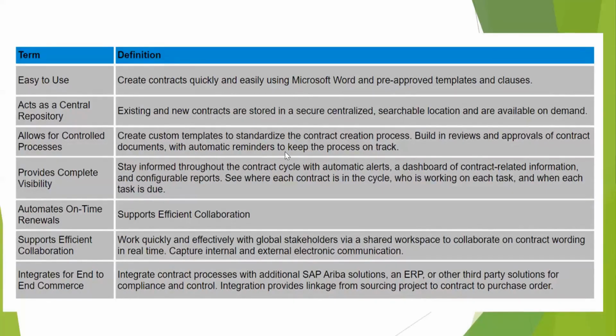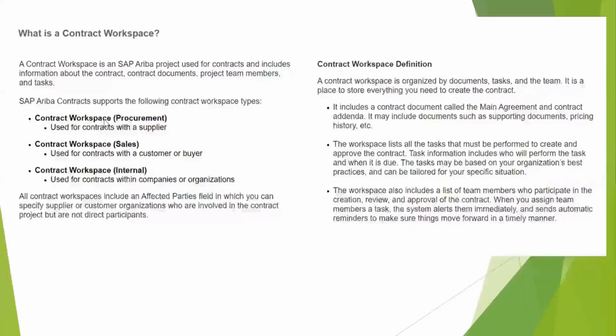So what are all the document types we have in content workspaces? There are 3 types of content workspaces. One is procurement contract, where we negotiate with the supplier. Sales content workspaces are basically to deal with your customer or the buyer. Internal, like the HR department having an agreement with employees. So we can use 3 different types of content workspaces. Our focus is on SAP Ariba contract workspace procurement only. We are not worried about the other 2 areas, sales and internal.